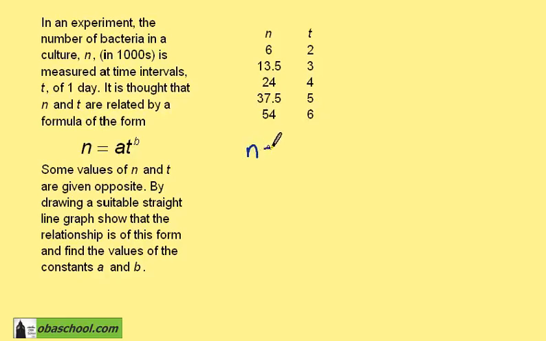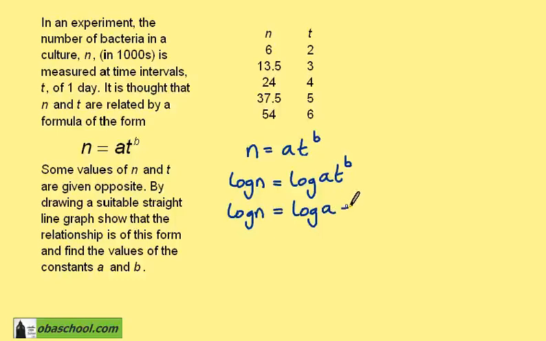Let's consider the formula N equals A T to the B. If we take logs of both sides, we get log N is log A T to the B. And using our knowledge of logarithms, we can rewrite the right-hand side as log A plus log T to the power B, and then simplify further to log A plus B times the log of T.